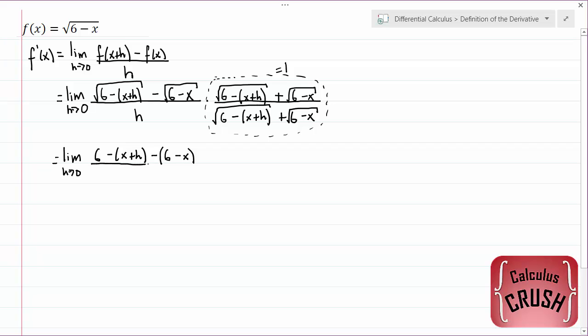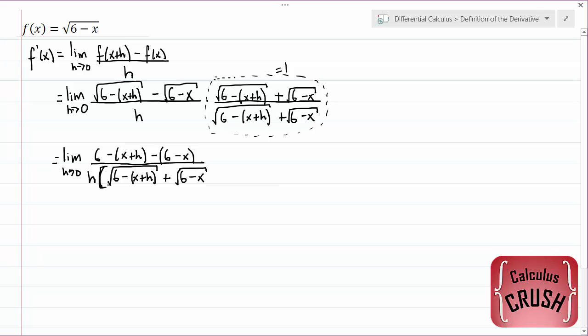Now on the bottom isn't going to look so pretty. We've got our h, and then we've got all this stuff here. So let's rewrite it. The square root of 6 minus x plus h, plus the square root of 6 minus x.